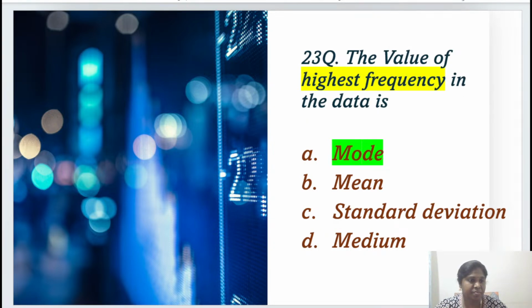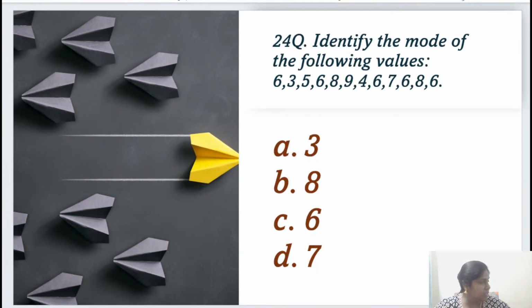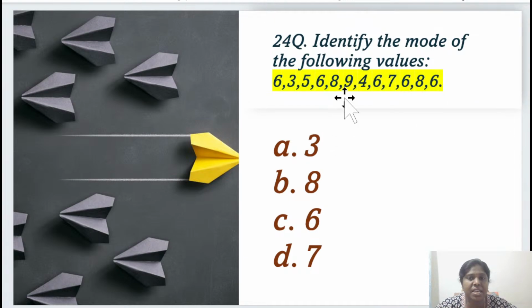Next question. Now, here the question is: identify the mode of the following values. Here I have given certain values. Now you have to tell me what the mode is here. 6, 3, 5, 6, 8, 9, 4, 6, 7, 6, 8, 6. The options are A, 3; B, 8; C, 6; D, 7.